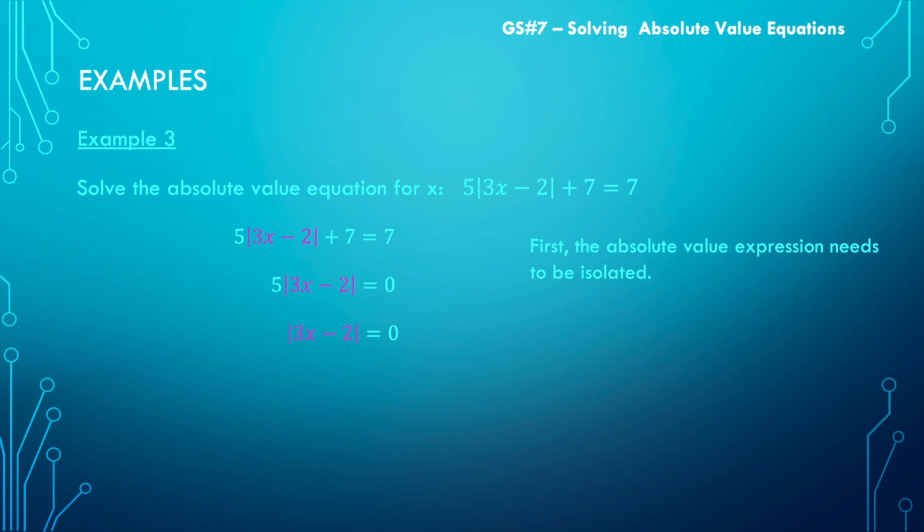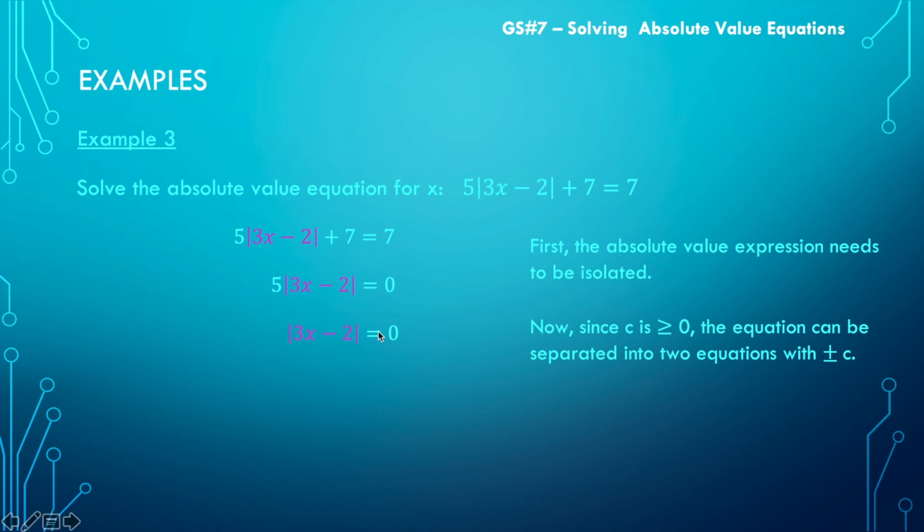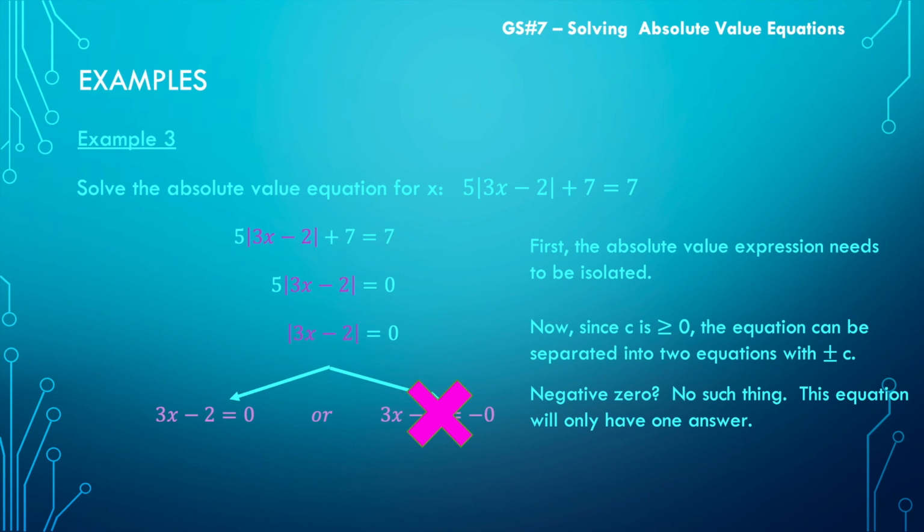So is the constant negative? No. So we can go ahead and proceed. All right, so since c is greater than or equal to 0, I can break this apart with two equations equaling plus or minus c. Oh, but wait a second. Is there such thing as negative 0? No. So that particular equation does not actually exist. This equation will have only one answer.